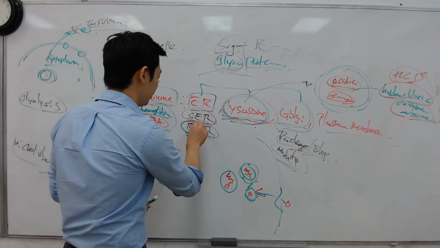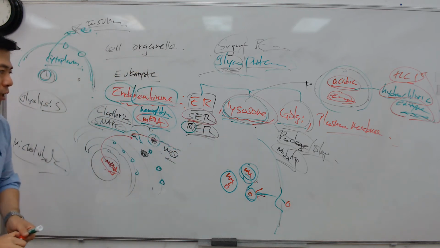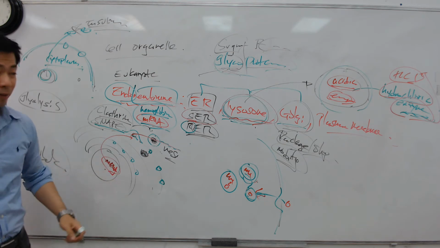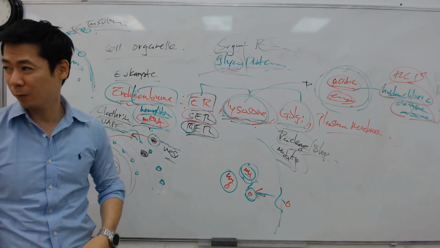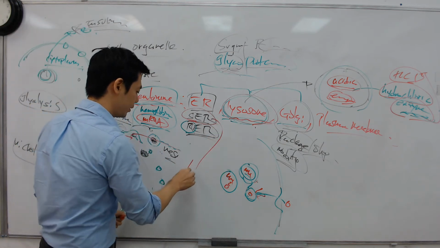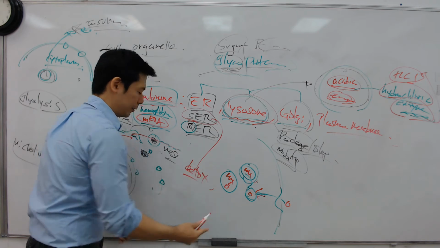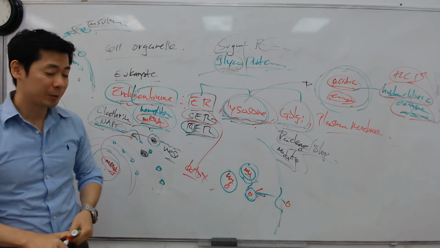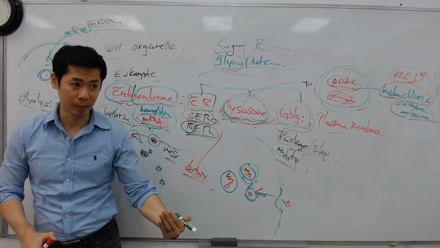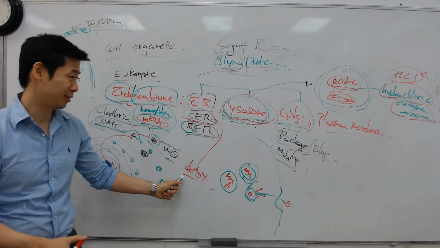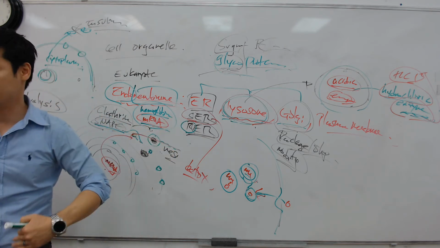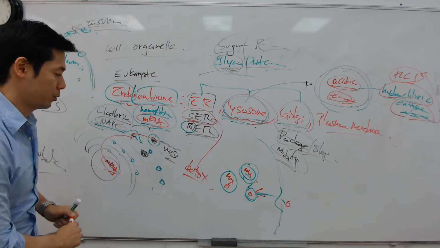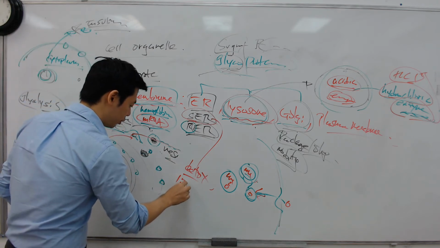smooth ER. Smooth ER, guys, is basically the ER without the ribosome, okay? And typically their function is detoxification. Like for example, liver cells detox the alcohol, okay? So typically the smooth ER functions in detoxification. And also lipid production.